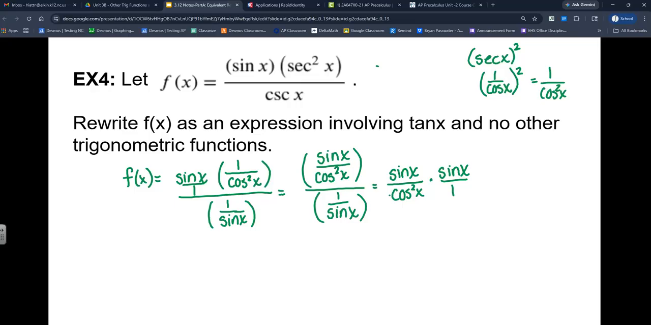Yeah, so when I multiply these two fractions together, sine times sine is sine squared, right? So I've got sine squared x over cosine squared x. And what is sine over cosine? Tangent. And it's okay to do that with the square. So we can say sine squared over cosine squared is tangent squared x. Now, if they were not both squared, we could not do that. They have to have the same exponent, but we can write it this way. So f of x equals tangent squared x, and that is all tangents.